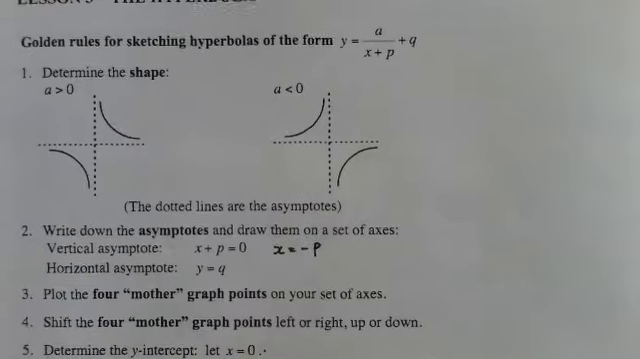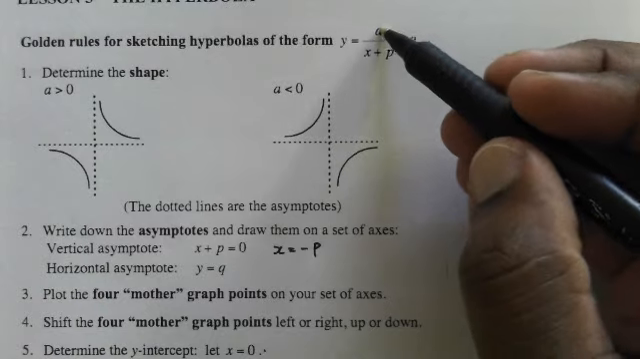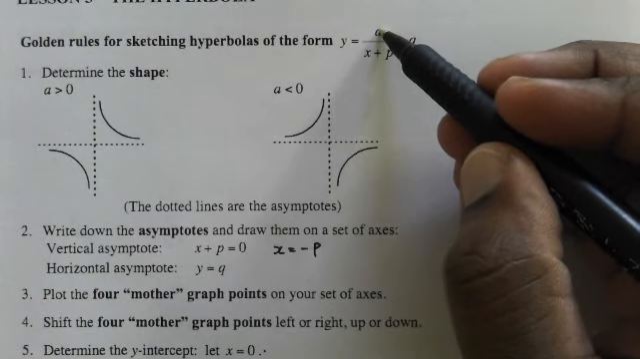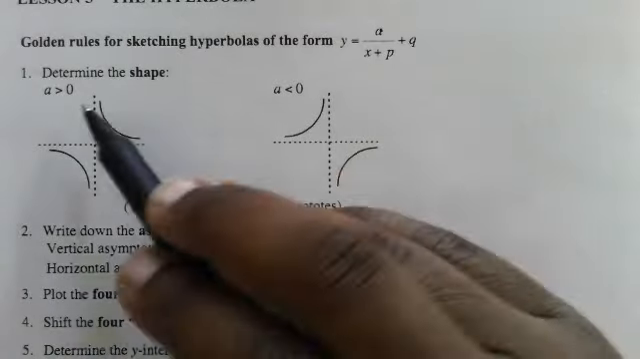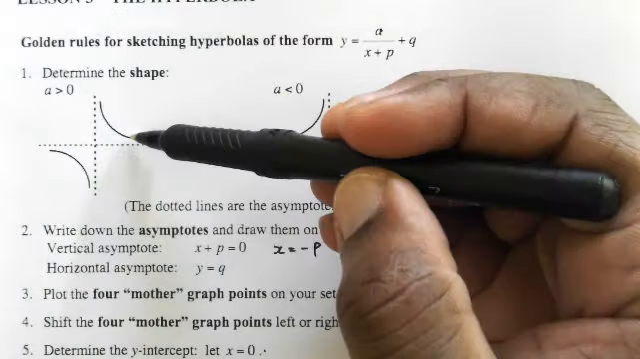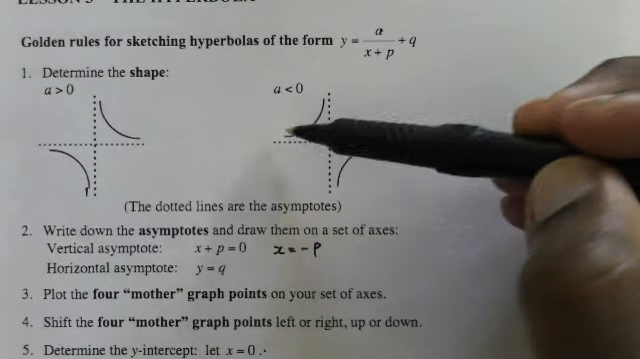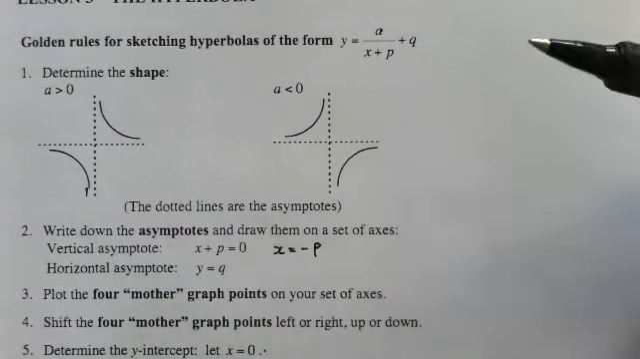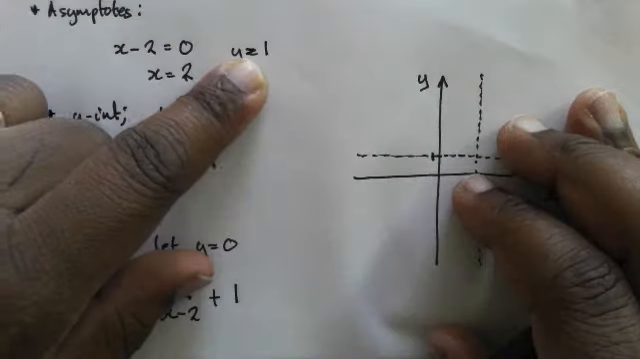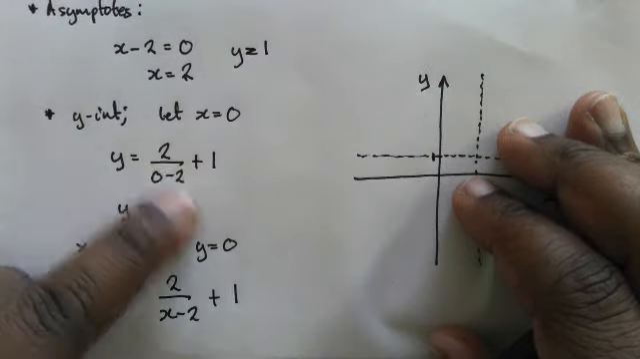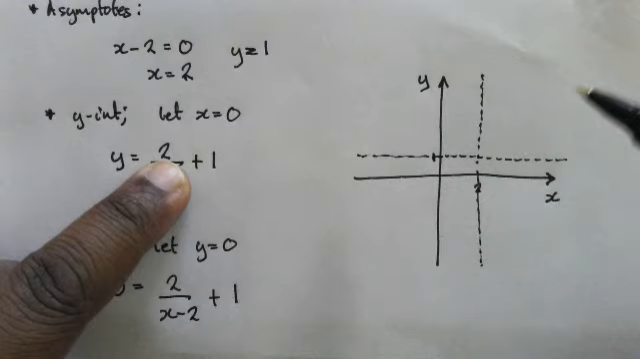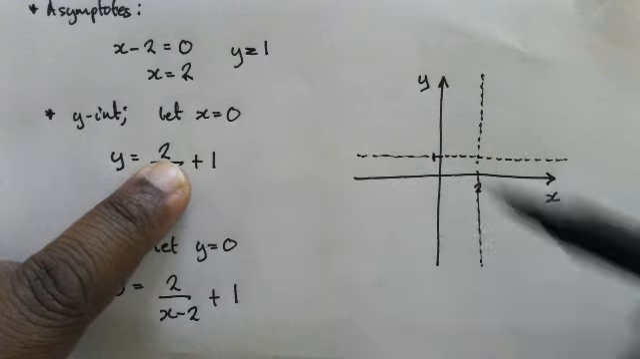Okay, you see that A there, the number on top. The sign of that number determines what kind of graph we're going to draw. So if the A is positive, the curve is going to be this side and that side. And if A is negative, the curve is going to be in the second quadrant and fourth quadrant. Right, now let's go to our graph that we're drawing there. Our 2 is positive, isn't it? So that means we're going to draw the first and third quadrants.